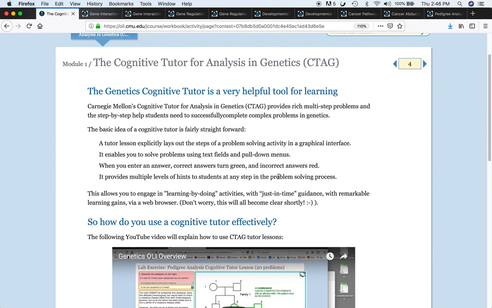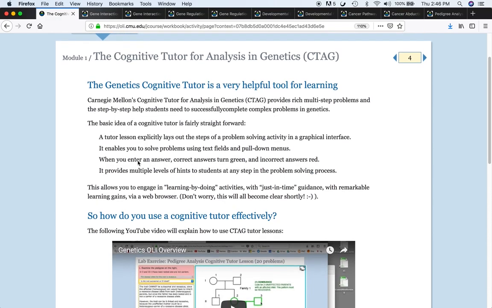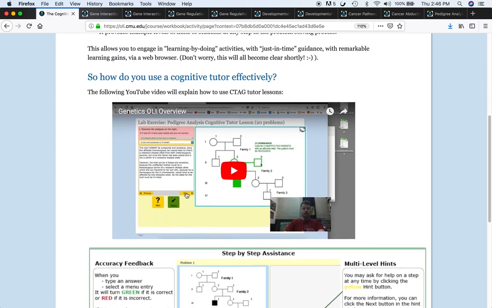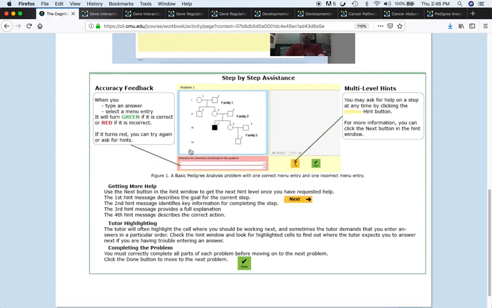So moving on to the next page of this introduction, we see a brief description of what the genetics cognitive tutor is. Then there's a pointer to a video that takes you through a few of the lessons and gives you an idea of how to solve problems in the cognitive tutor more effectively. Here's a brief outline of how cognitive tutor lessons work.